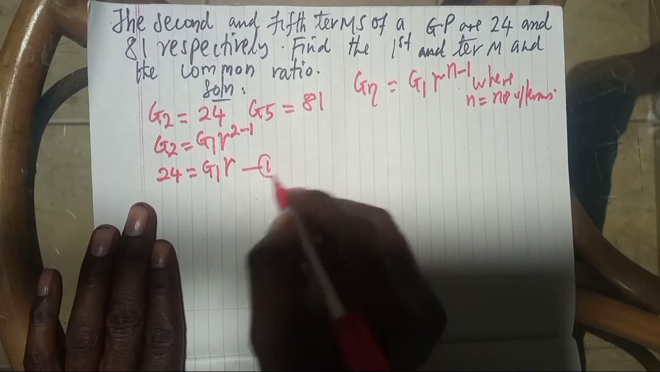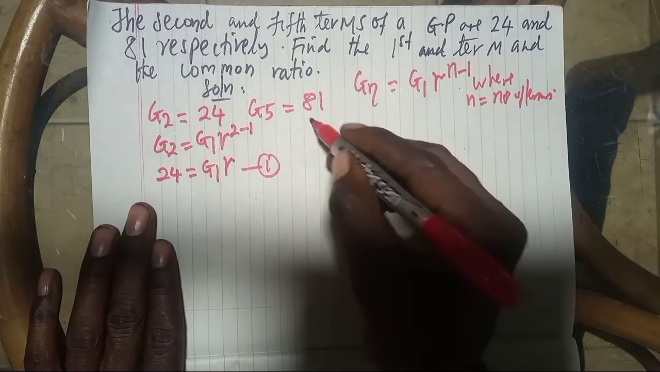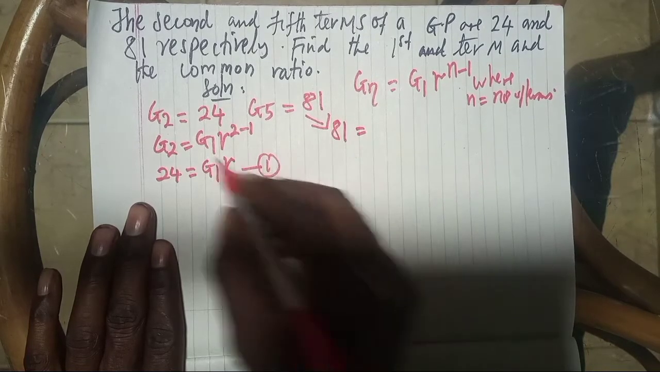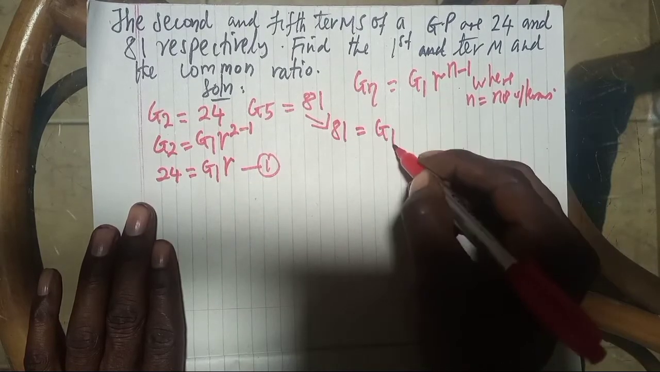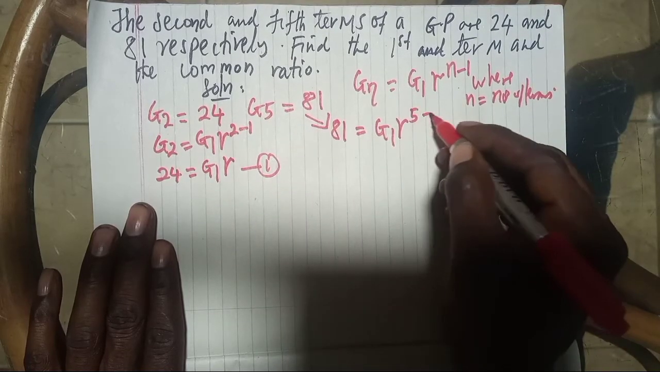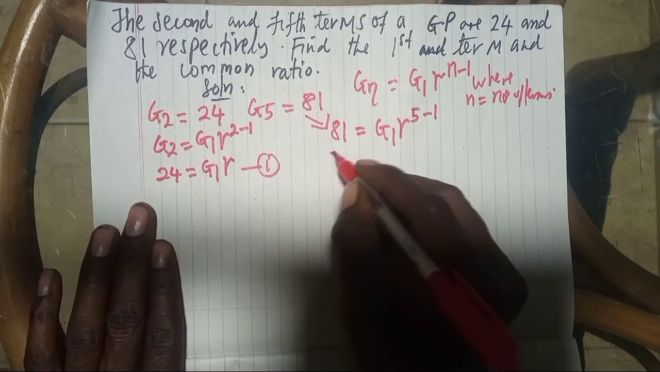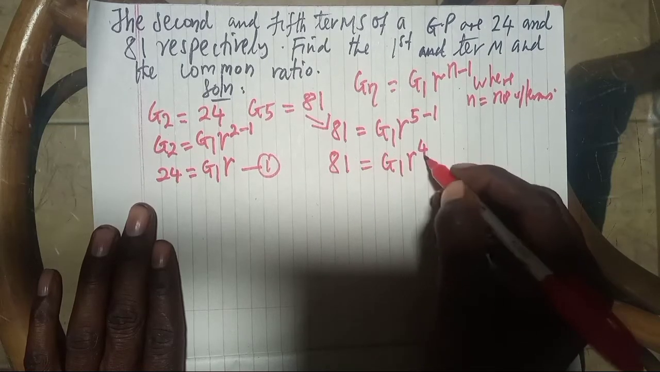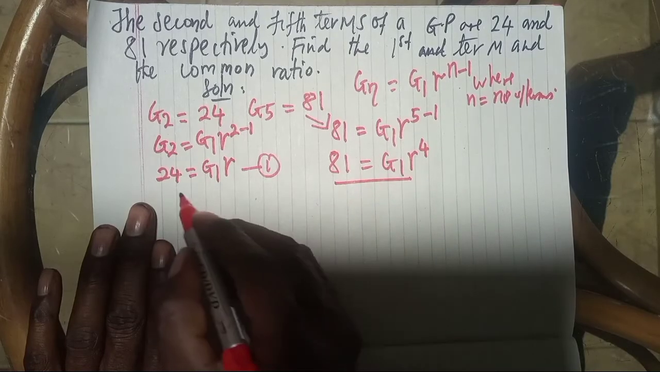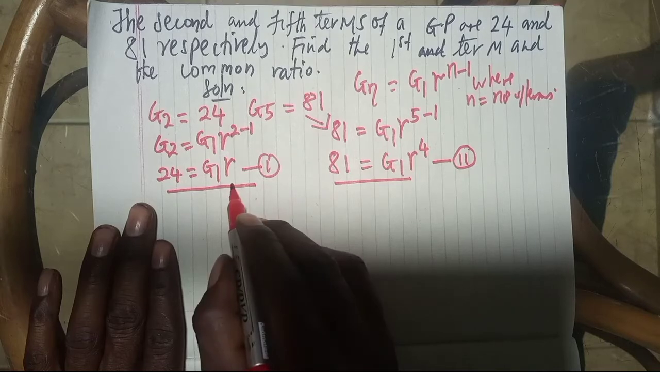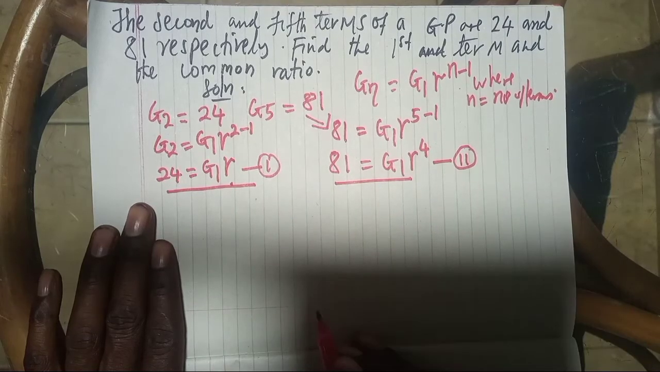Now this is the first equation. And for this one, we are having 81 is equal now to G1 R^(5-1), it is the fifth term. Therefore, we are having 81 is equal now to G1 R^4. Now this is the first equation, and this is the second one.